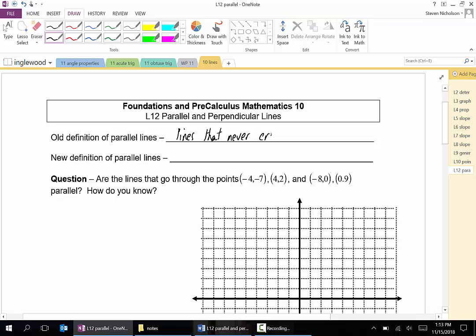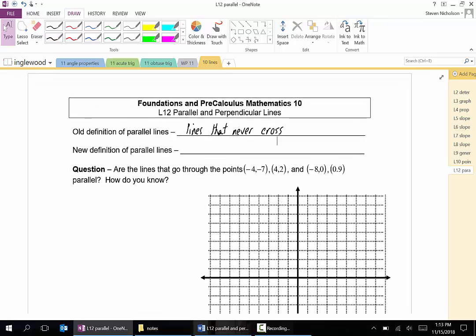And that seems a pretty good definition, but why do the lines never cross? That might be the question. So our new definition of parallel lines has to wait a minute or so.